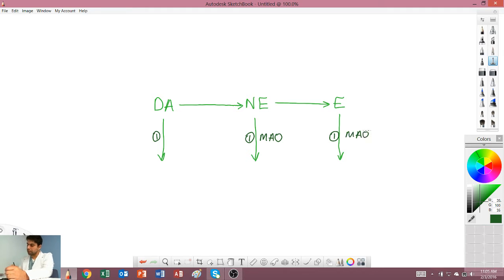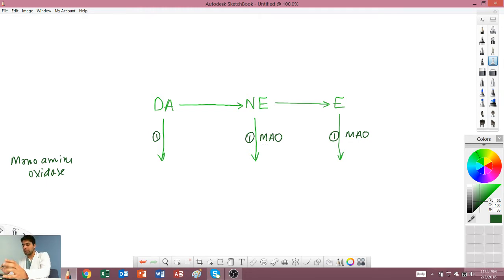Monoamine oxidase. So the MAO stands for monoamine oxidase. This enzyme takes dopamine and converts it to a soluble metabolite, so it no longer has the properties of dopamine. It is inactive, so it inactivates all these three. The same enzyme will inactivate all three of them. Is it okay with you?